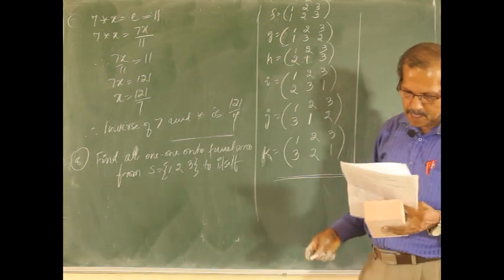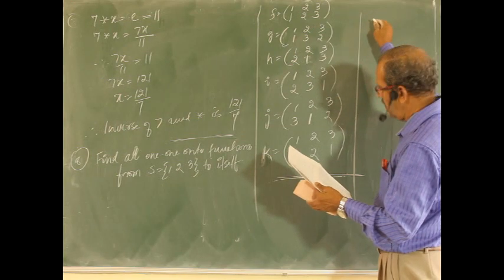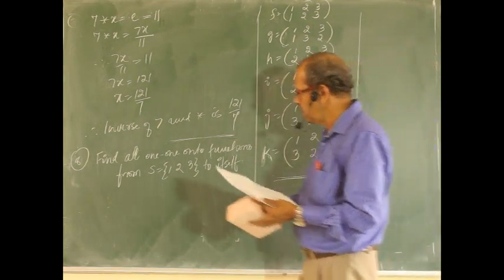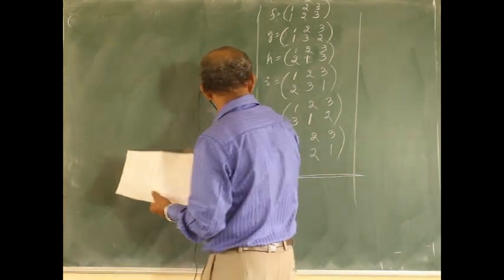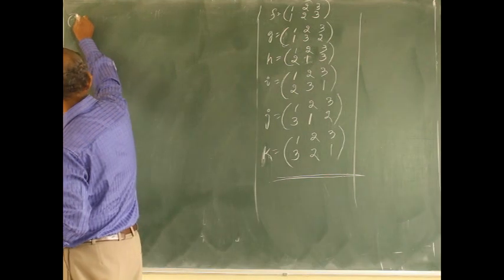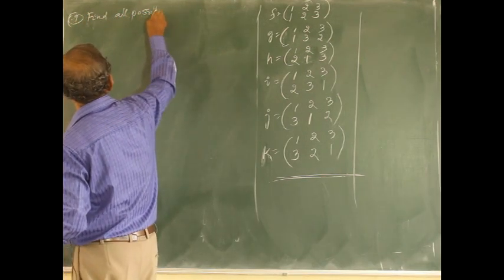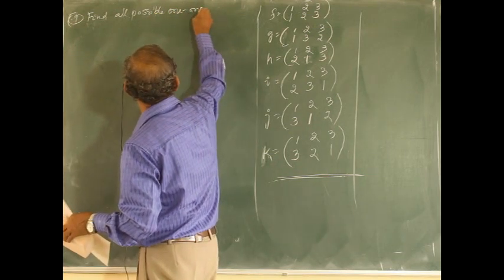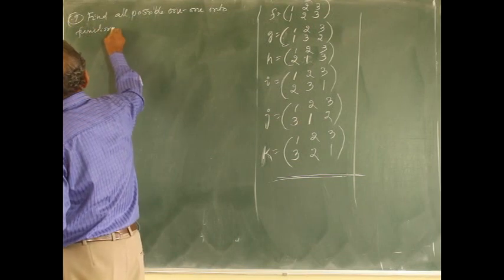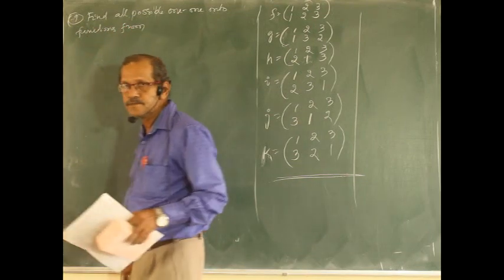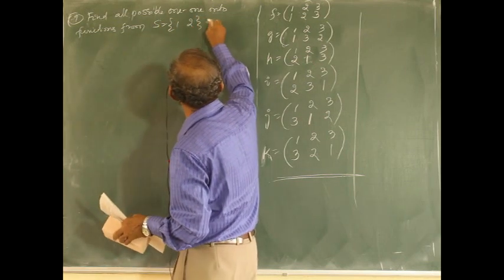Next one is, find all possible one-one onto functions from S equal to {1, 2} on itself.